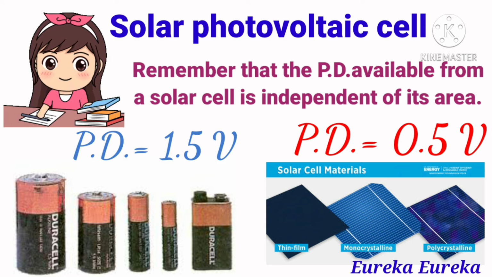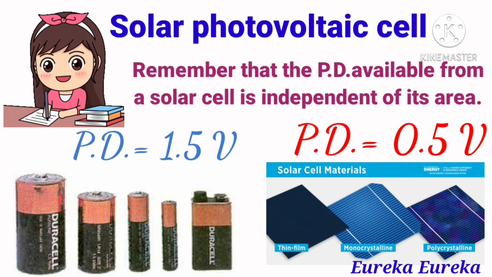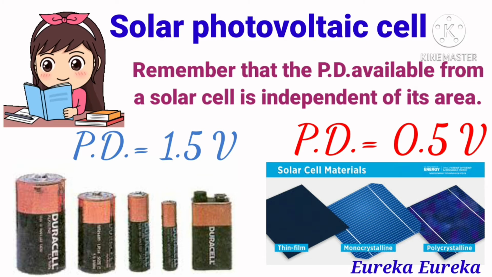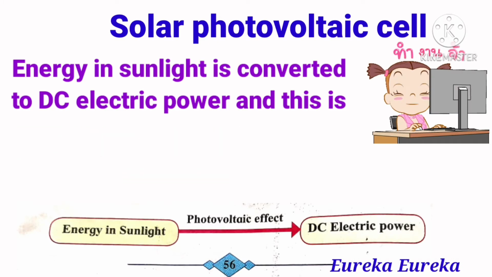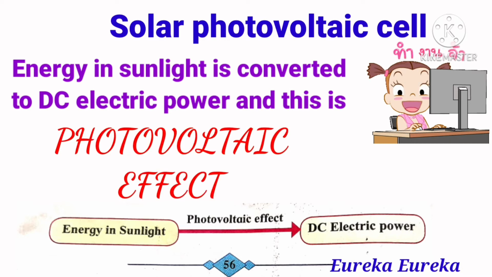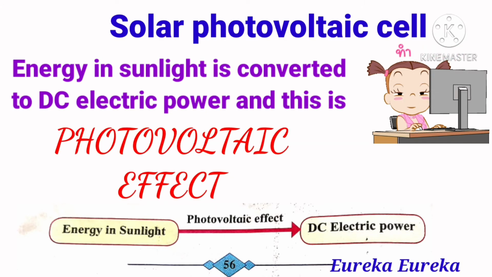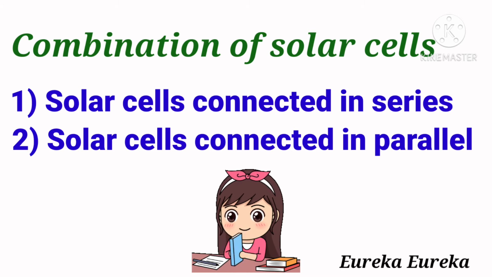That as long as the cell it remains the same, the potential difference available from that cell, whether it is a solar cell or a dry cell or any other type of cell, the potential difference it remains the same. So in short, energy in sunlight, it is converted into DC electric power and this is known as photovoltaic effect. Now let's see the combination of solar cells.